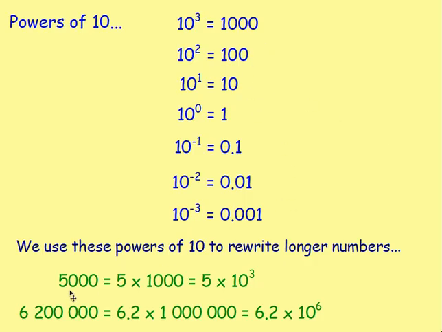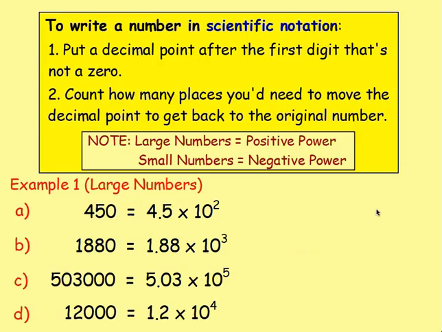So instead of writing, for example, 5,000, you could write 5 times 10 to the power of 3. Or the 6,200,000, you could write it as 6.2 times 10 to the power of 6. Written like this, if it's a really big number with even more zeros, it makes it far easier to read. And the index shows you really how big or small the number is.